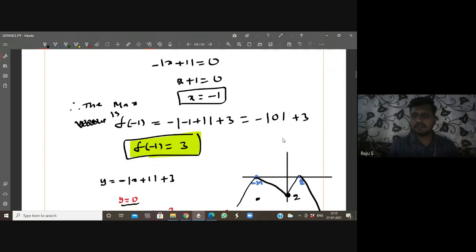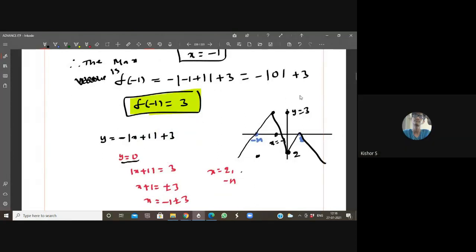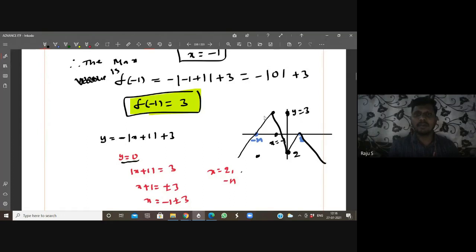When x is equal to -1, it will be increased. See students, when x is equal to -1, maximum value is like this. When x is equal to 0, y tends to like this. So this is the graphical representation of the given function. So what do you observe here? What is the maximum value? Positive 2 or 3. Maximum value will be 3.